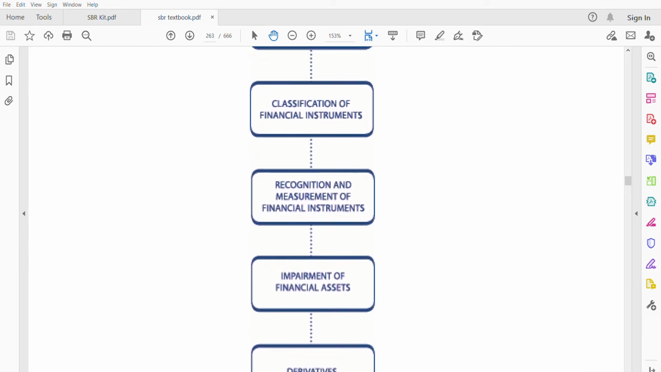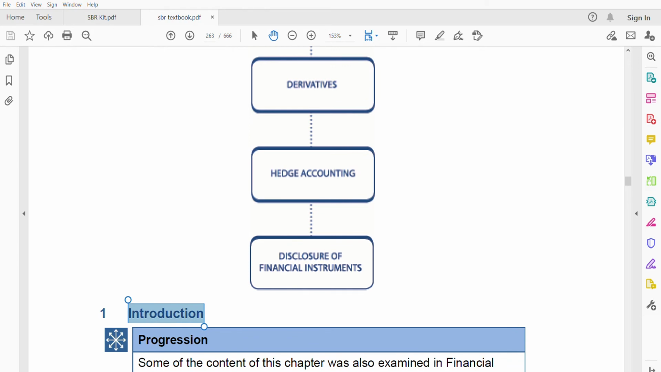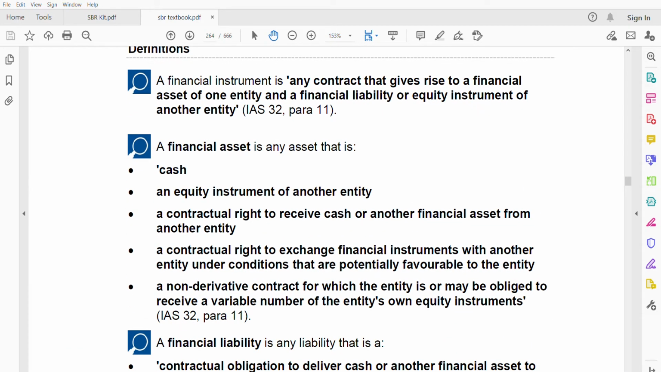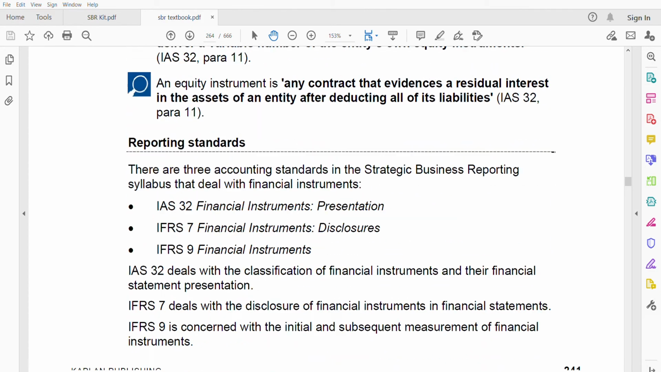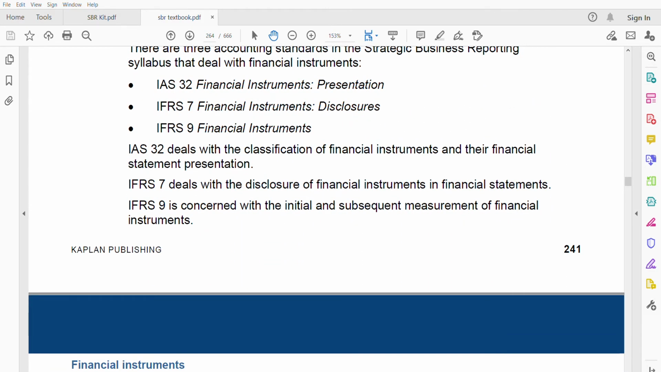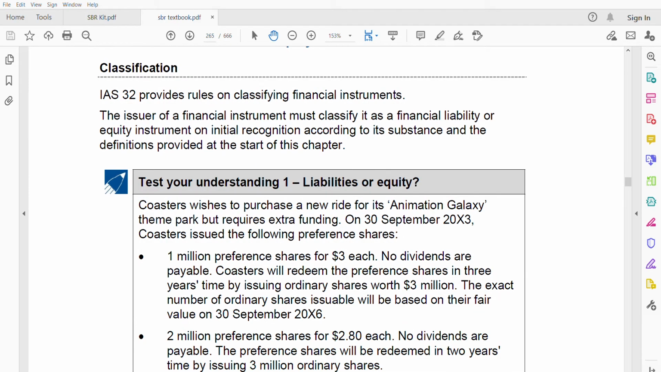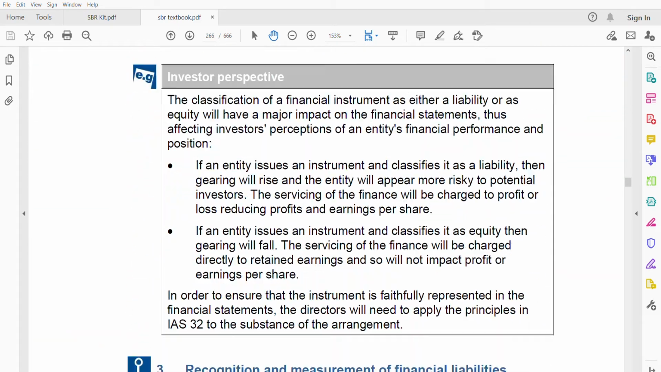Classification of financial instruments was covered in IAS 32, and disclosure of financial instruments was covered in IFRS 7. So you can go check out my IFRS 7 video also. Now I'm going to skip through this because these were the definitions of the financial instruments which we have covered in IAS 32. I'm not going to repeat it again. We also went through financial liabilities and equity, the classification. So we are starting from here.